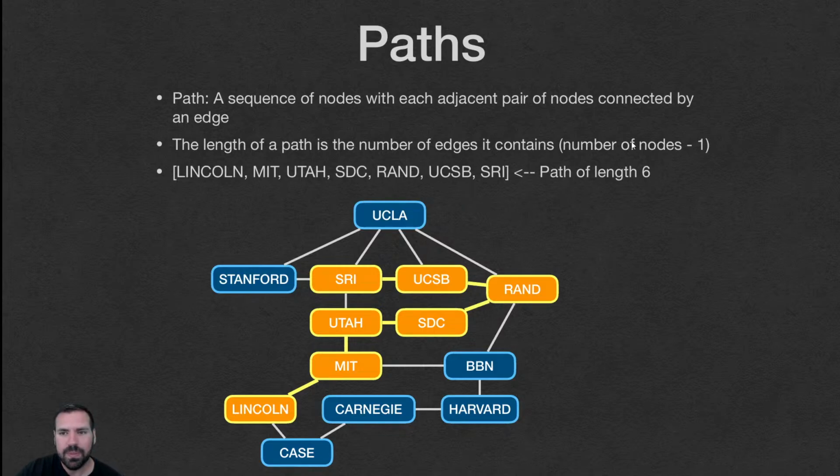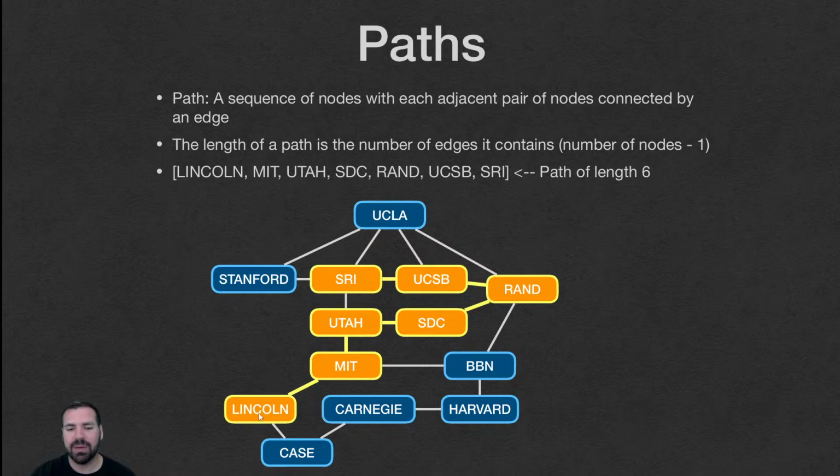So let's talk about our definitions. We talked about what a path is. Let's talk about the length of a path now. If I have this path, Lincoln to MIT to Utah to SDC, Rand, UCSB to SRI, this is a valid path. Those are all connected by edges. And the length of the path is the number of edges in the path. So this has 1, 2, 3, 4, 5, 6 edges. So this is a path of length 6.